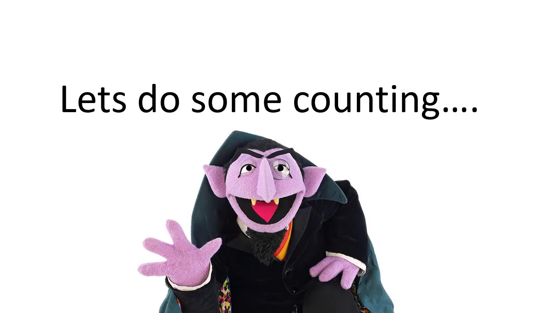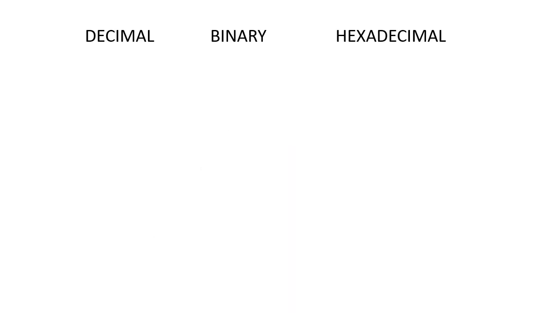It's time to count. Okay, so let's take a look at the decimal, binary, and hexadecimal equivalent of some numbers. So 0 in decimal is 0 in binary and 0 in hexadecimal. 1 in decimal is 1 in binary and 1 in hexadecimal. 2 in decimal is 10 in binary and 2 in hexadecimal.